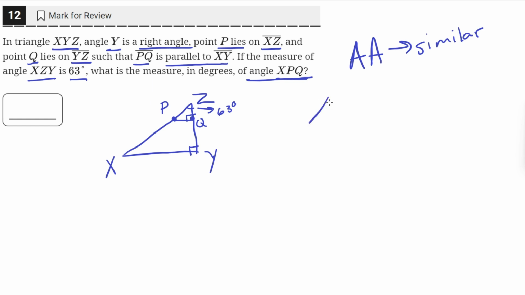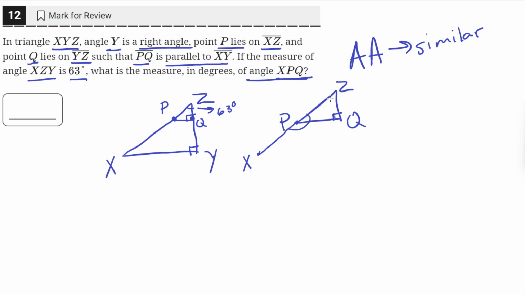So let's draw out this tiny triangle that we have, which has point P, point Q, and angle Z up here. And what we need to do is find the measure of XPQ. And XPQ is going from here to this angle to here. So we need to find the measure of this. Okay, and we can do that by finding this angle here.